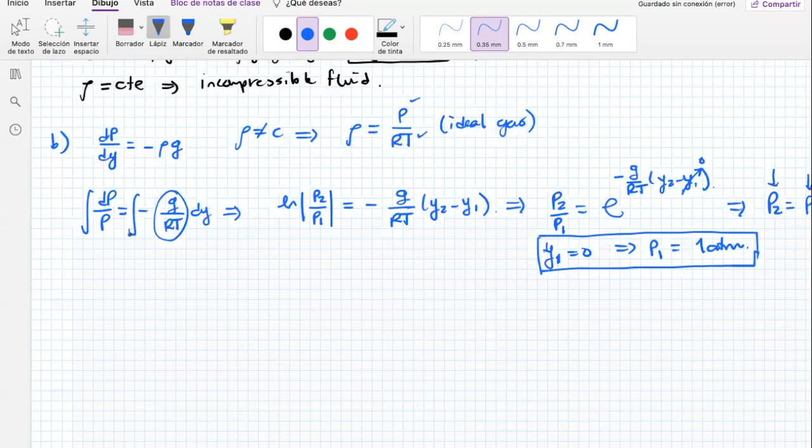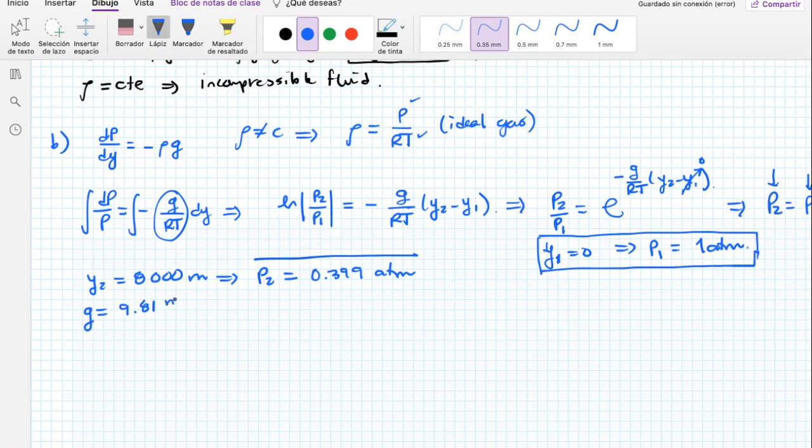If you want to do certain mathematical assumptions, let's just say y2 equals 8,000 meters. Let's put it at almost Everest altitude. If you put that y2 in and substitute in that equation, P2 is going to be around 0.399 atmospheres. You can do the calculation. I used these numbers: 9.81 meters per second squared, and R equal to 286 joules per kilogram Kelvin. That's what I used for this ideal gas called air. So this one is for air.